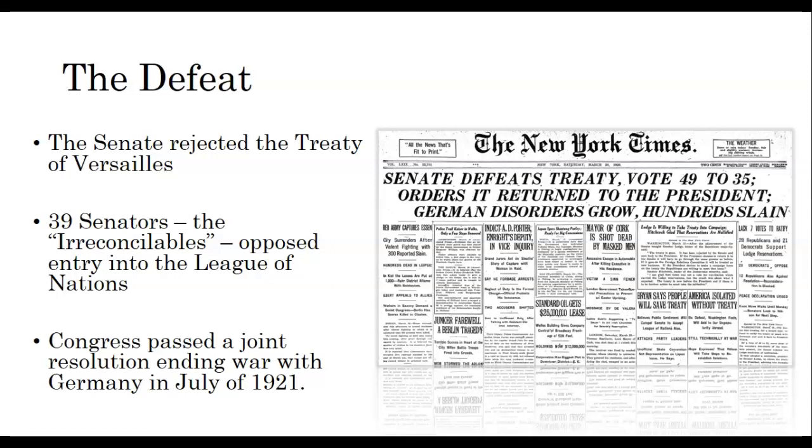Later on, Congress would pass a joint resolution officially ending the war with Germany in July of 1921. So for the United States, technically World War One lasted into 1921 because we never signed the Treaty of Versailles. So while World War One ended for most of the rest of the world in 1919, for the U.S. it technically dragged on into 1921 as we were in a state of war with Germany until we signed this resolution.